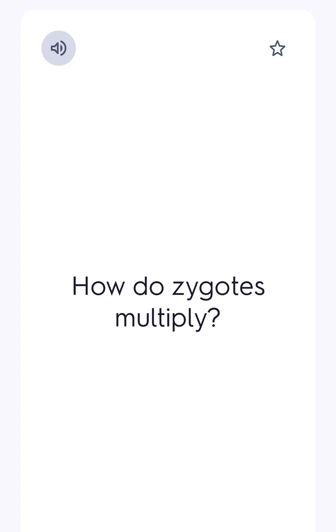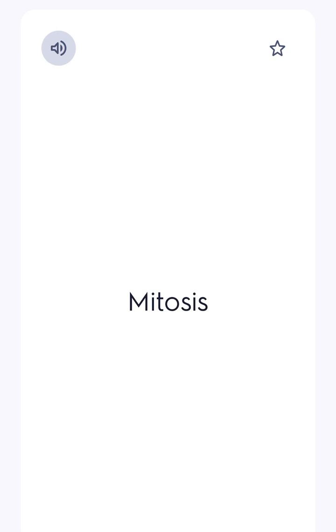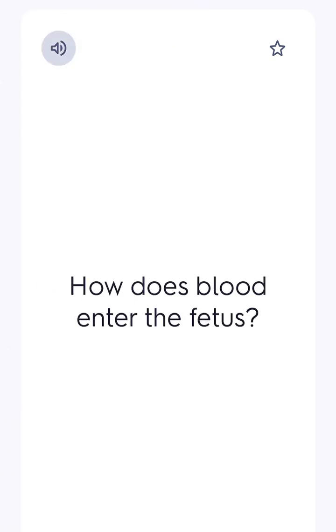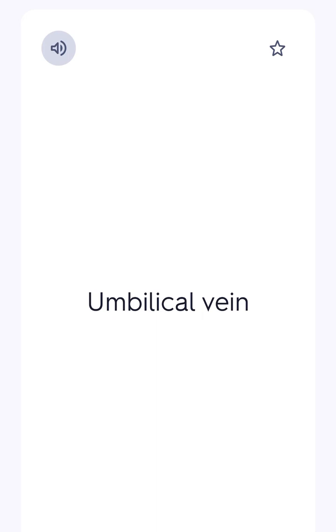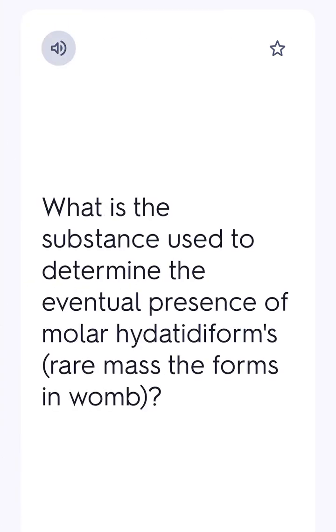How do zygotes multiply? Mitosis. How does blood enter the fetus? Umbilical vein. What is the substance used to determine the eventual presence of molar hydatidiforms?